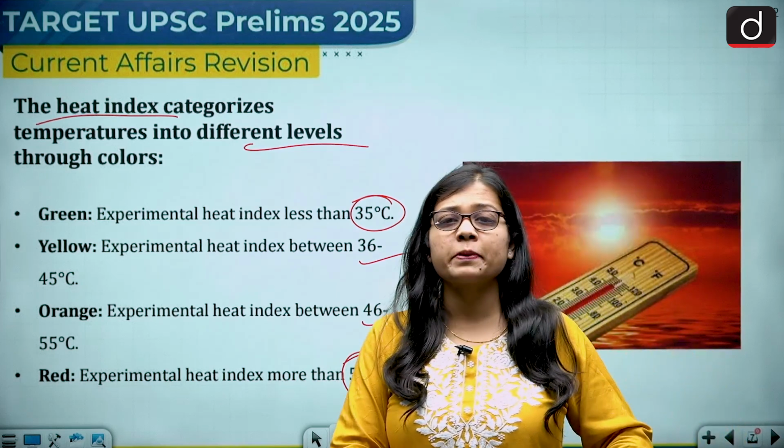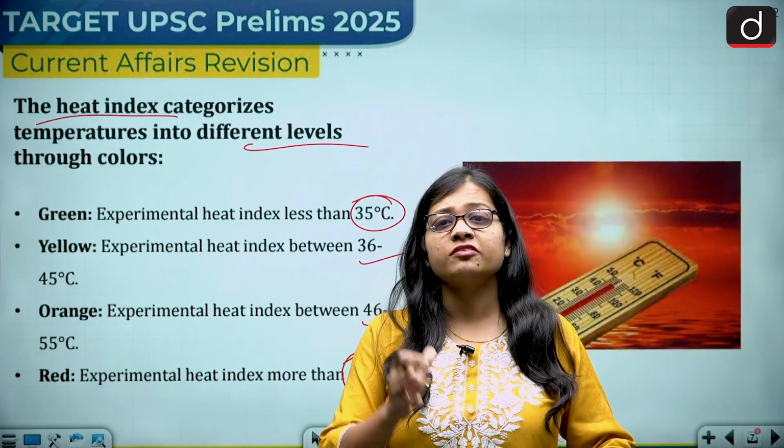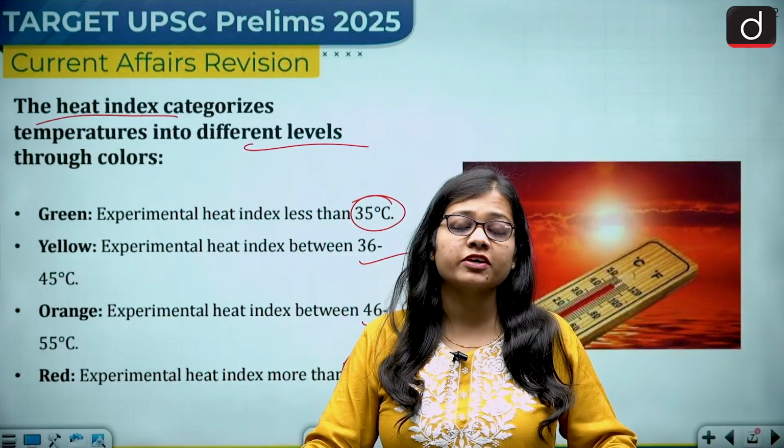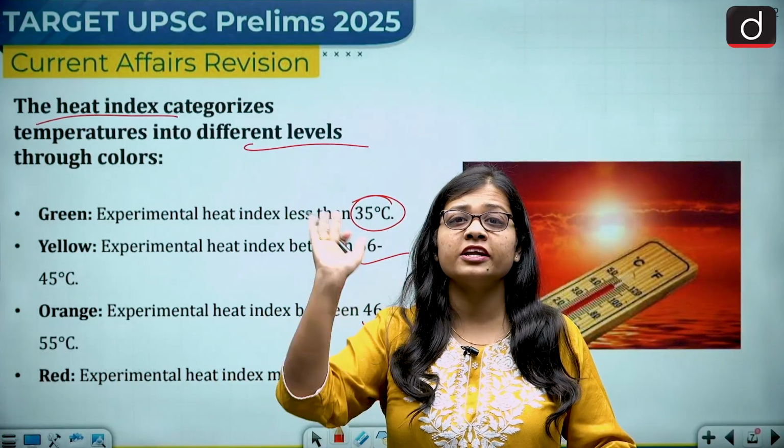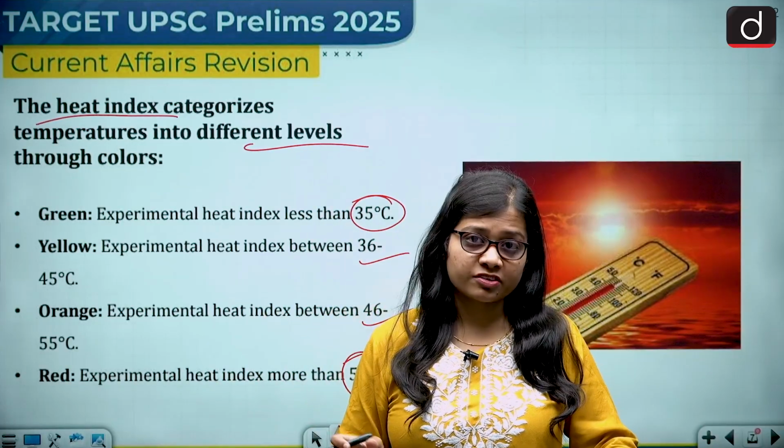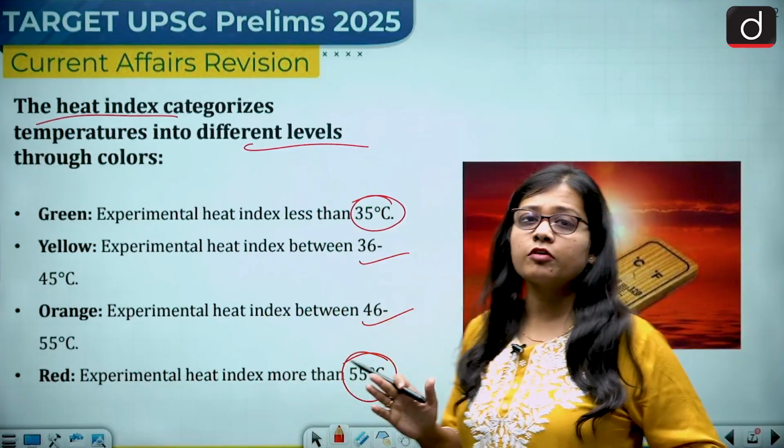So when there are peak summers, the temperature in certain areas goes above 55 degrees Celsius. For example, northern India, especially the regions of Rajasthan, the western parts of Rajasthan.